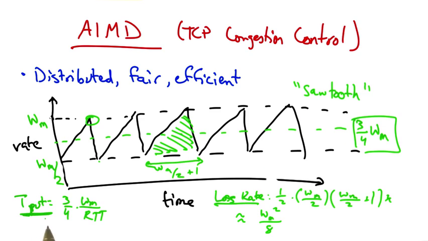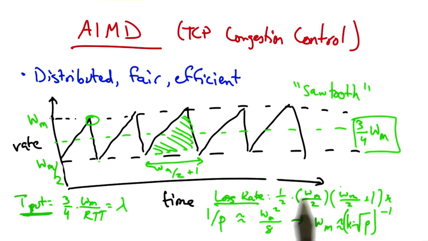Now if we want to relate the throughput to the loss rate, where we call the loss rate P and the throughput lambda, we simply need to solve for Wm, and I'm just going to get rid of the constant. So a loss occurs once for this number of packets, so the loss rate is simply 1 over that quantity. And then when we solve for Wm and plug in for throughput, we see that the throughput is inversely proportional to both the round trip time and the square root of the loss rate.